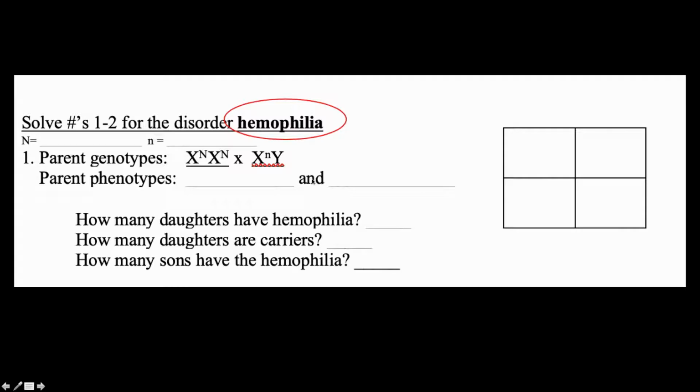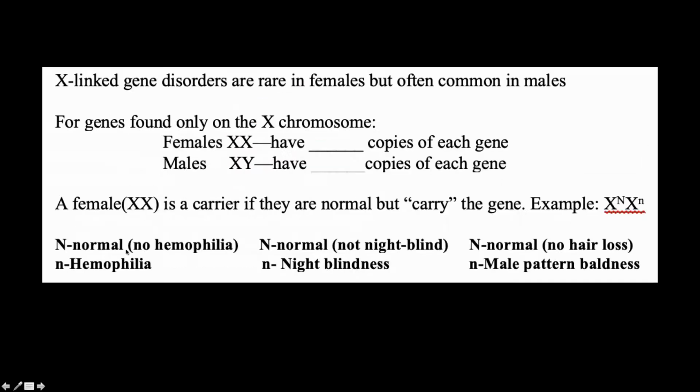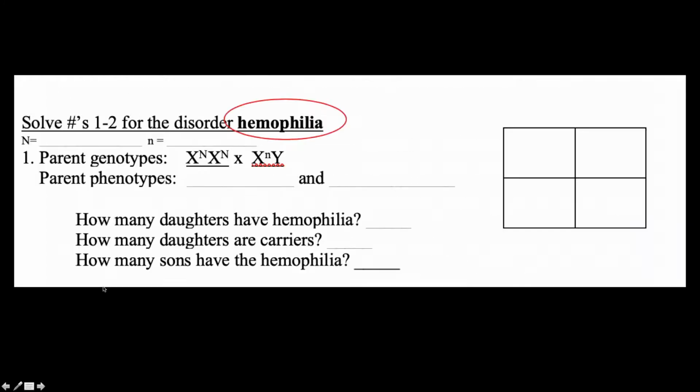Alright, so let's go ahead and solve a Punnett square for an X-linked disorder. It says solve numbers 1 and 2 for the disorder hemophilia. If I go back real quick and refer to the top portion of the handout, big N is normal, little n is hemophilia in this case. So first thing, we want to write down what each thing means just for reference, that way we can refer back to this. So big N will be normal. Little n would be hemophilia.